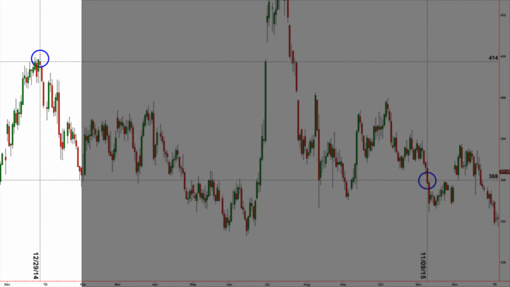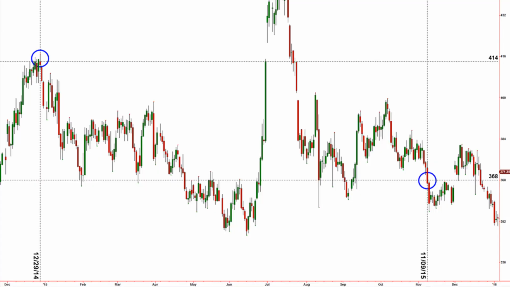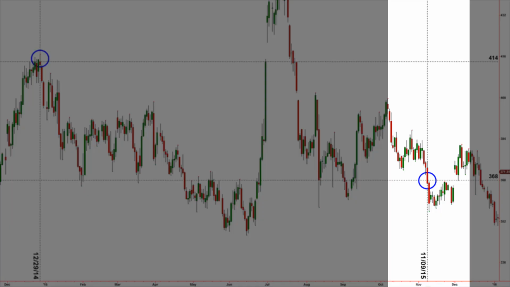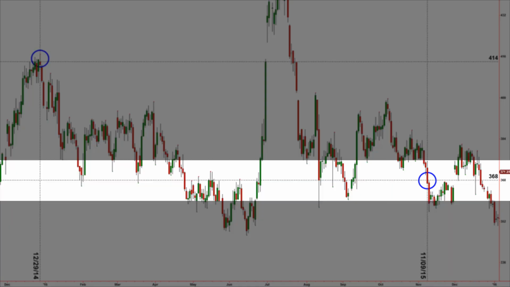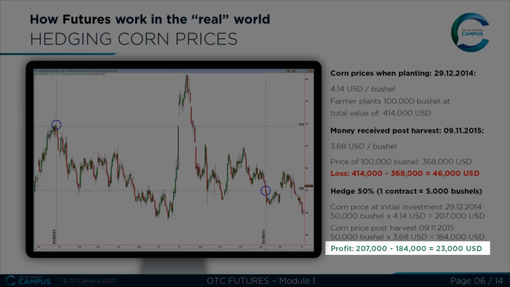On December 29th, corn futures traded at $4.14 per bushel. From January until harvest in November, the price of corn fell by $0.46 per bushel. The farmer can now buy back 10 contracts at $3.68 per bushel, offsetting the 10 contracts he sold at $4.14 per bushel. So in other words, he just closes his short position with a buy position. The 10 futures contracts generated $23,000 in addition to the $3.68 per bushel the farmer will receive in the cash market.